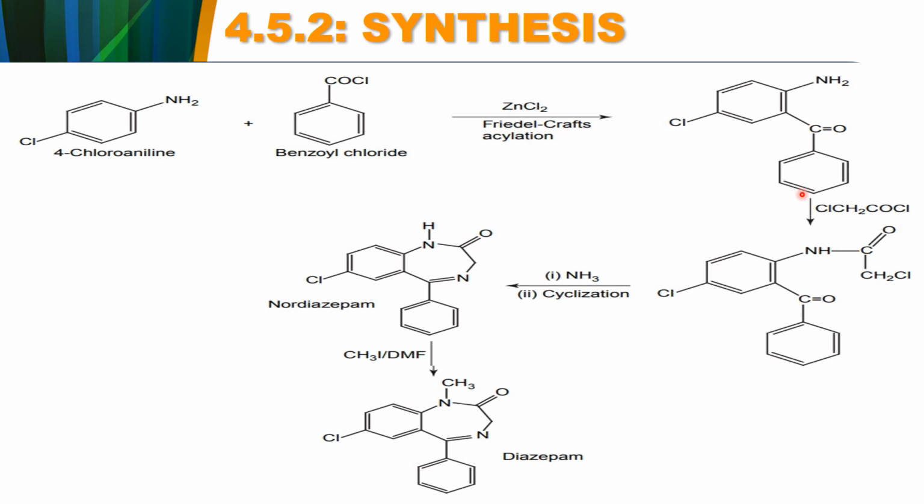This is then treated with chloroacetyl chloride. A hydrogen from NH2 and Cl from chloroacetyl chloride combine and are eliminated in the form of HCl, which results in the attachment of C double bond O CH2Cl to the nitrogen. Here is the product formed. This on treatment with ammonia undergoes ring cyclization, which results in the formation of nordiazepam. It is then treated with methyl chloride or dimethylformamide, resulting in the formation of diazepam.